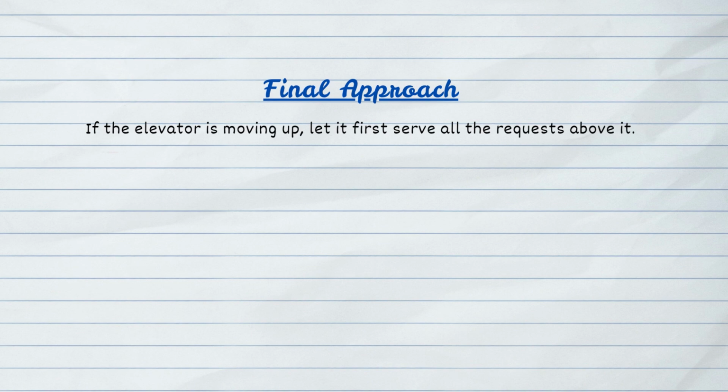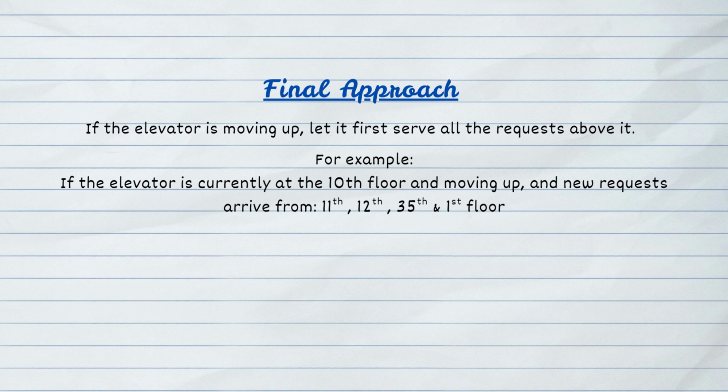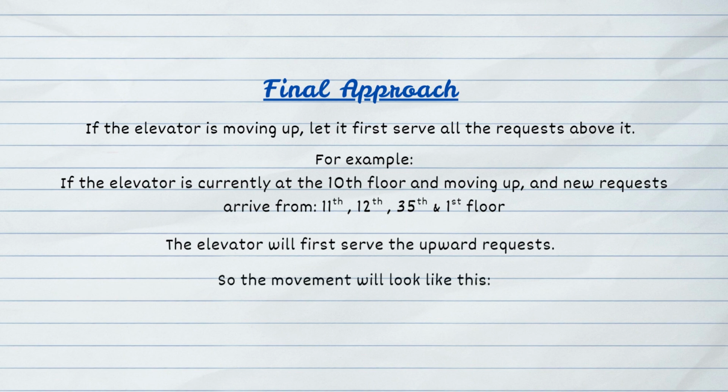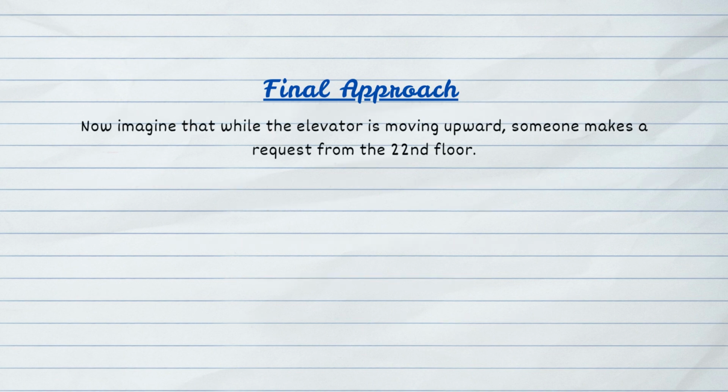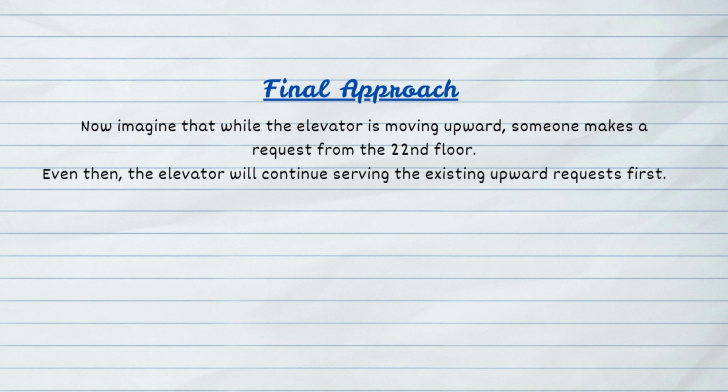upward requests. For example, if the elevator is currently at 10th floor and moving up, and new requests arrive from 11th, 12th, 35th, and 1st floor, then the elevator will first serve the upward request. So the movement will look like this. Now imagine that while the elevator is moving upward, someone suddenly makes a request from 22nd floor. Even then, the elevator will continue serving the existing upward request first.